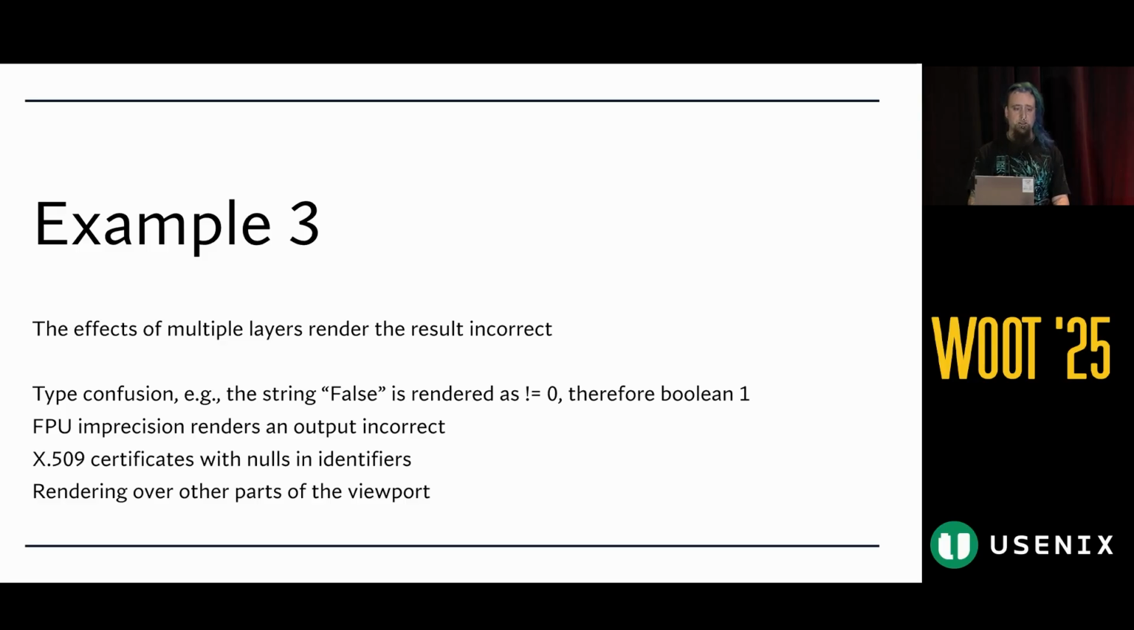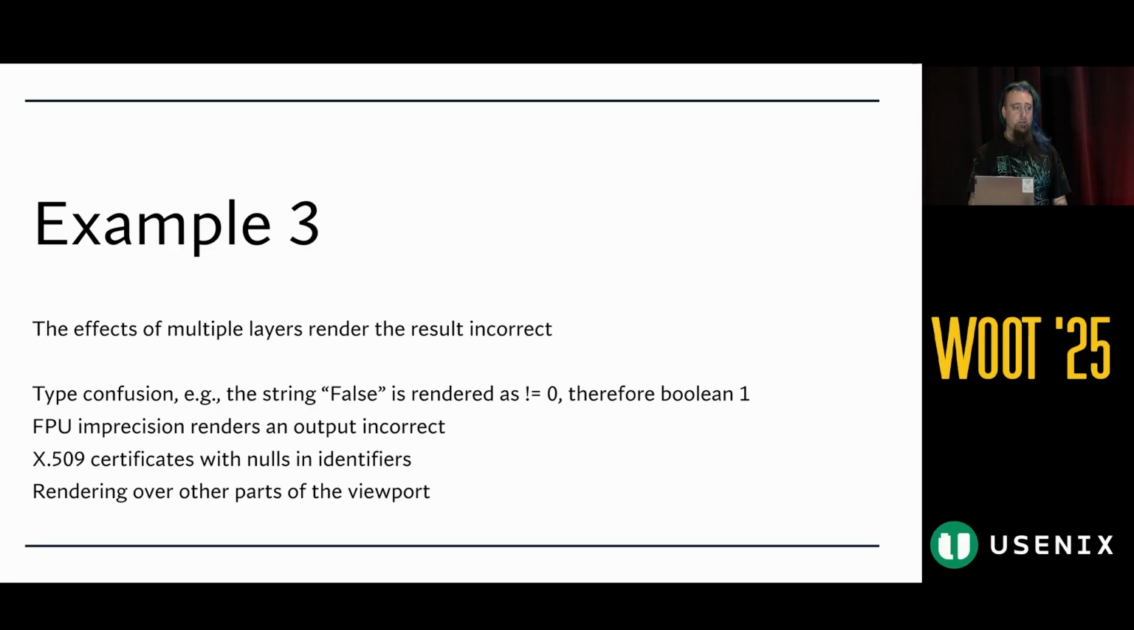X509 certificates with nulls in identifiers, being interpreted differently by multiple programs, can be placed in another one of these classes, but it kind of also falls in here. The null termination exists in the C string layer. It does not really exist in the X509 layer, which was designed to accommodate those sorts of things. What happens if there's a null in my domain name? And then, of course, I have to have an example from DARPA SafeDocs, rendering over other parts of the viewport.